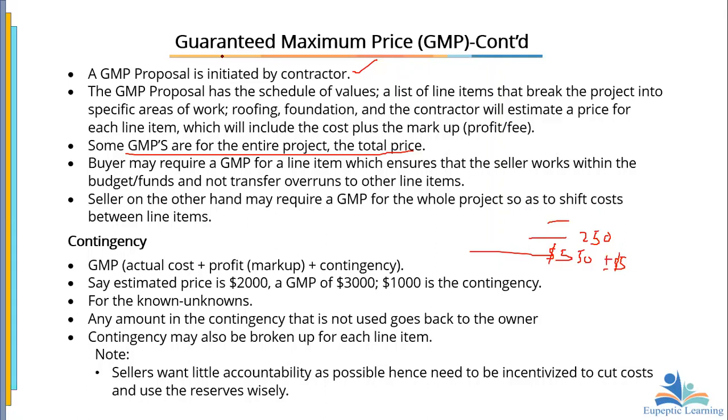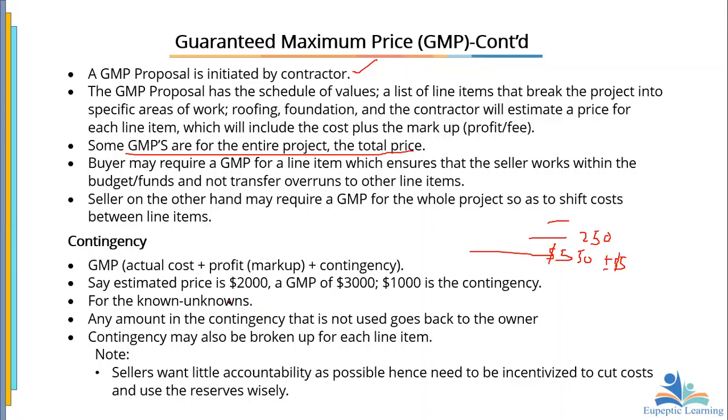Typically, whenever we talk about the GMPs, the issue of contingency comes in here. Like I said, a GMP is usually the actual cost plus the profit and then the contingency. So assuming the actual cost is $500, the profit here is, let's say, $50, and then the contingency is 5. So then if we are looking at the GMP, it is 555. Okay. So what do we add these contingencies for?